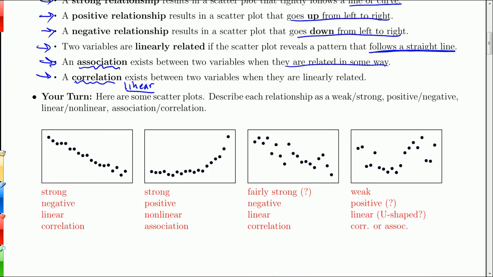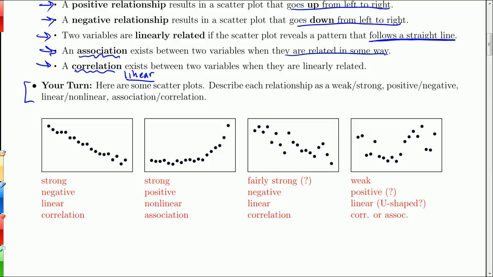All right, so your turn. This stuff in red is not in your book. Describe each relationship as weak, strong, positive, negative, linear, nonlinear, association, correlation.